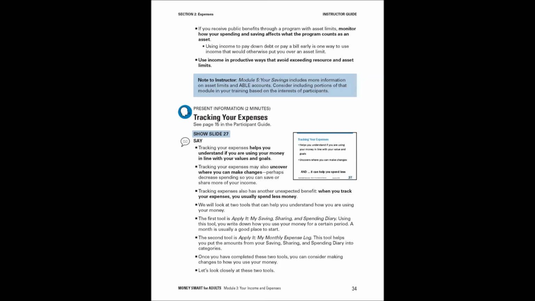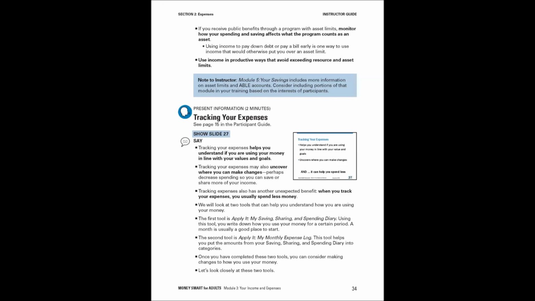There are also programs and products that allow people to save money and not jeopardize eligibility for benefits. So the ABLE accounts, which are savings accounts for people with disabilities, are an example of that. As a matter of fact, Module 5, Your Savings, includes more information on asset limits and ABLE accounts. Consider including portions of that module in your training based on the interest of participants.